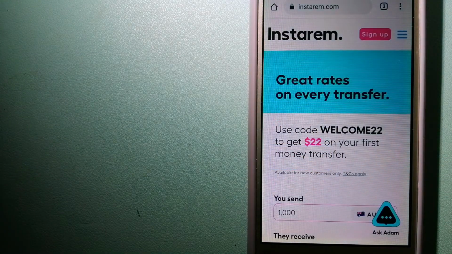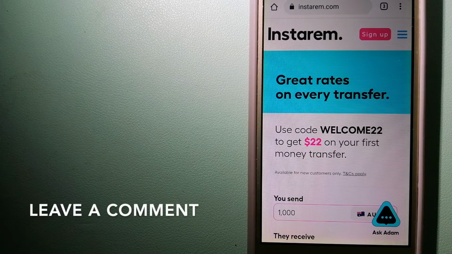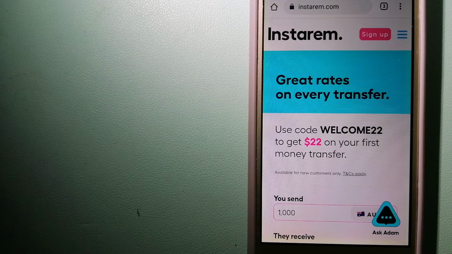The second option is InstaRem. This is a cost-efficient and convenient way to send money overseas. InstaRem enables individuals and businesses to transfer money to 55-plus countries with a best transfer amount guarantee. InstaRem focuses on international money transfers for individuals and businesses.